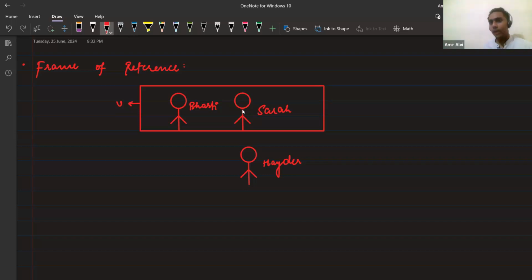So this is called frame of reference. If we change the frame of reference, this whole scenario changes. That's why we will do all the calculations according to the frame of reference. That's why it is very important. It's not mandatory, but I just wanted to introduce this so that you can understand how we proceed with the calculations, right?